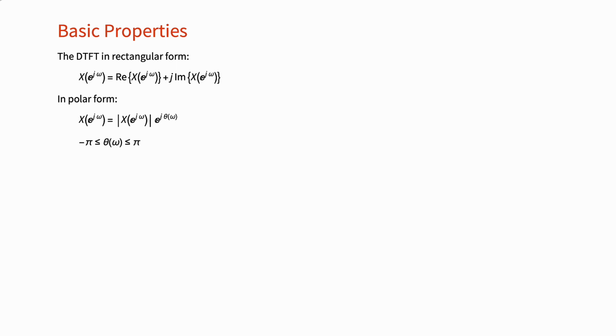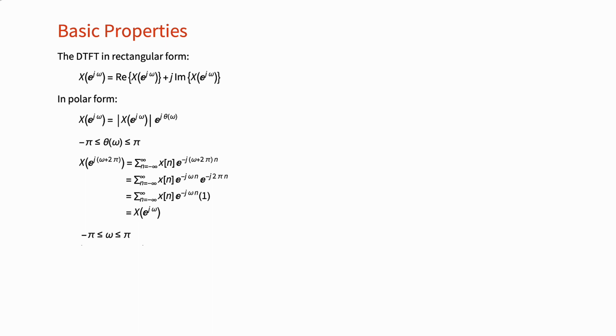Now, the Fourier transform is periodic with a period of 2 pi. If omega is shifted by 2 pi, the Fourier transform will be equal to the expression shown here. Breaking down the exponential term and simplifying, we get x of e to the power j omega. And so the discrete-time Fourier transform is periodic with period 2 pi. Also note that the frequency interval omega between minus pi and pi, or between 0 and 2 pi, is known as the fundamental interval of the discrete-time Fourier transform.